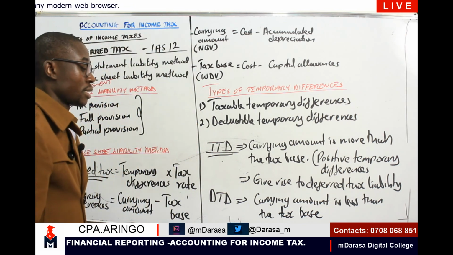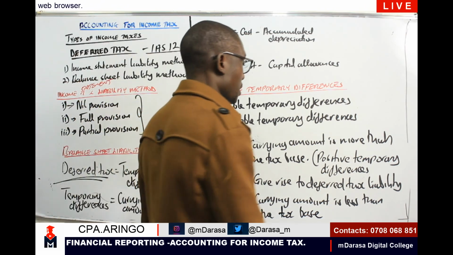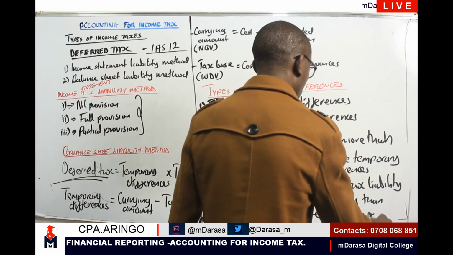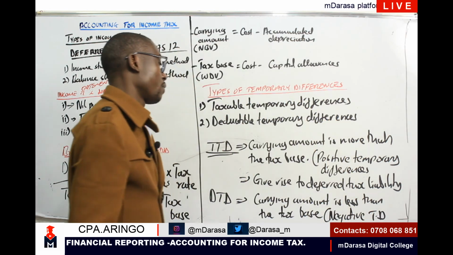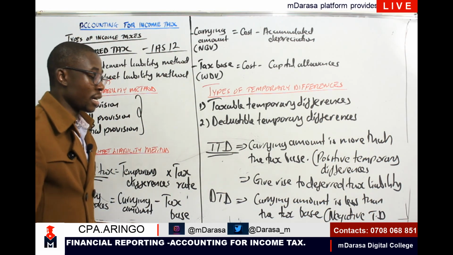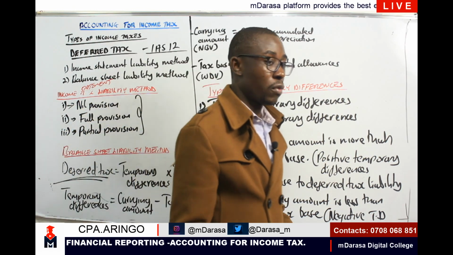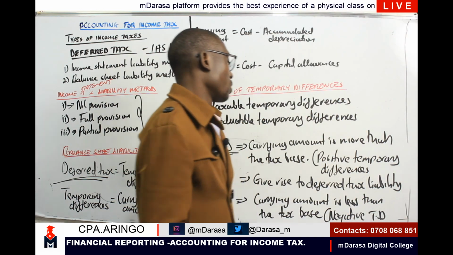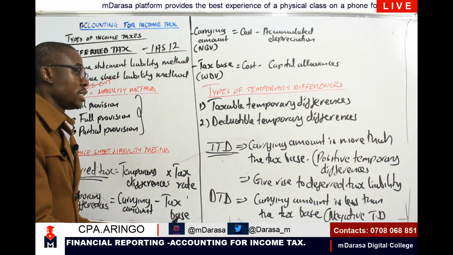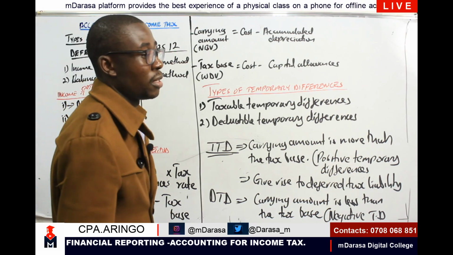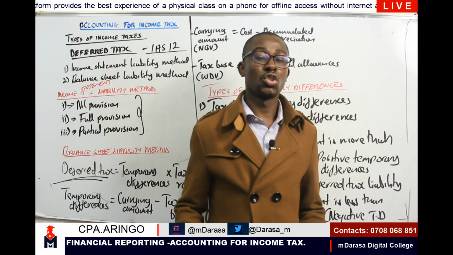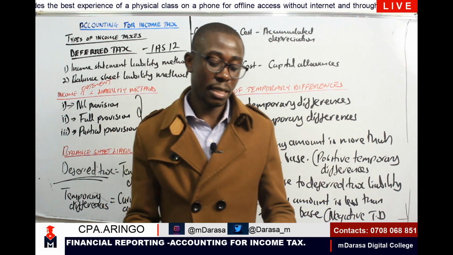And if it is less than the tax base, at this point you are going to term it as a negative temporary difference. The carrying amount is less than the tax base, and therefore we are terming it as a negative temporary difference. And again, the key concept that we should understand is that deductible temporary difference will give rise to an economic benefit in future, meaning that it will give rise to deferred tax asset in future.